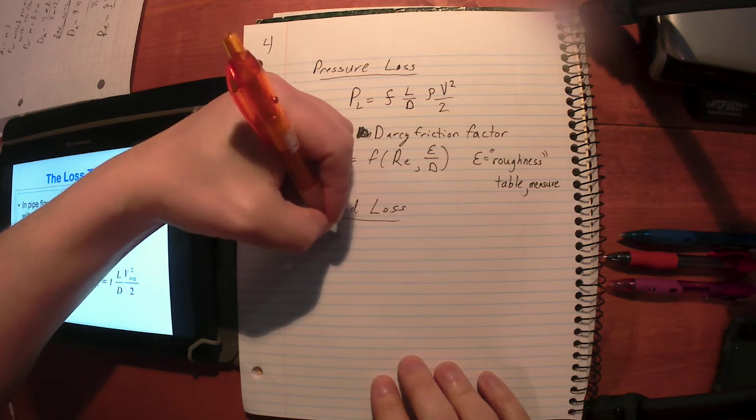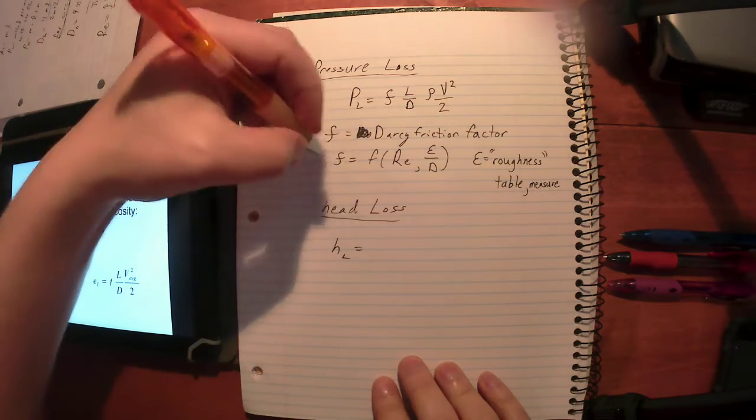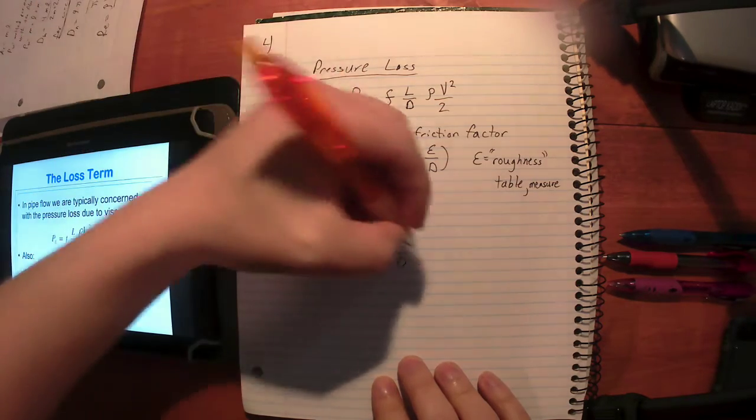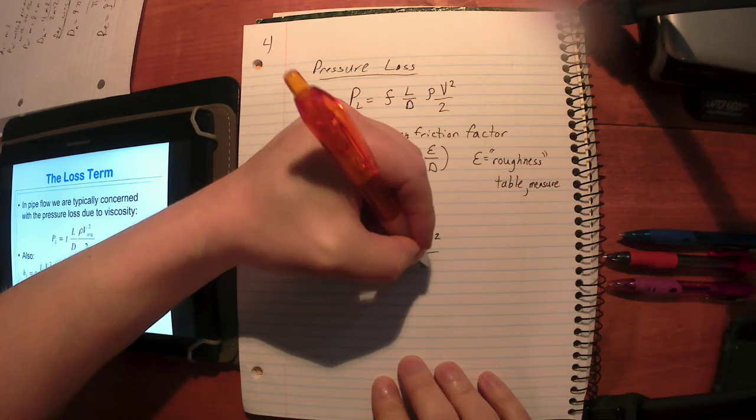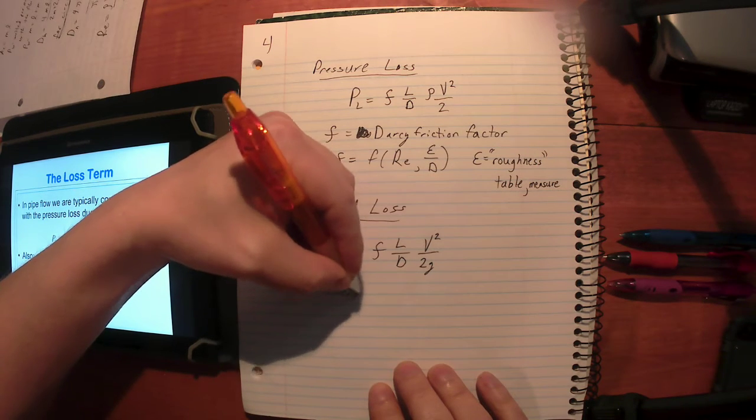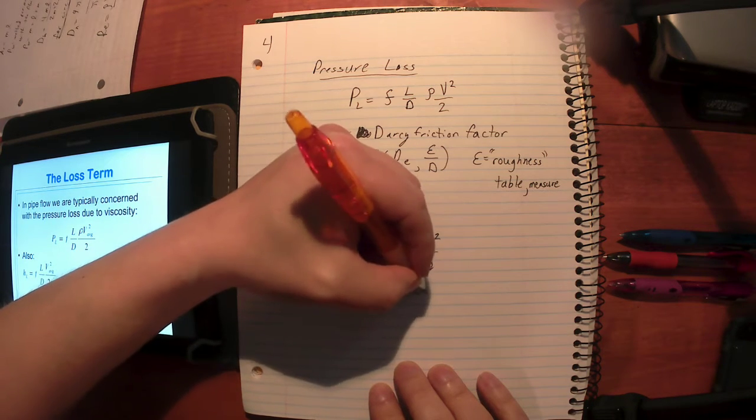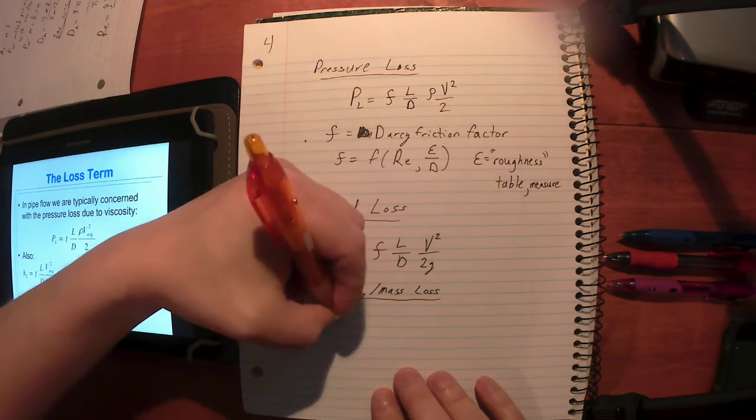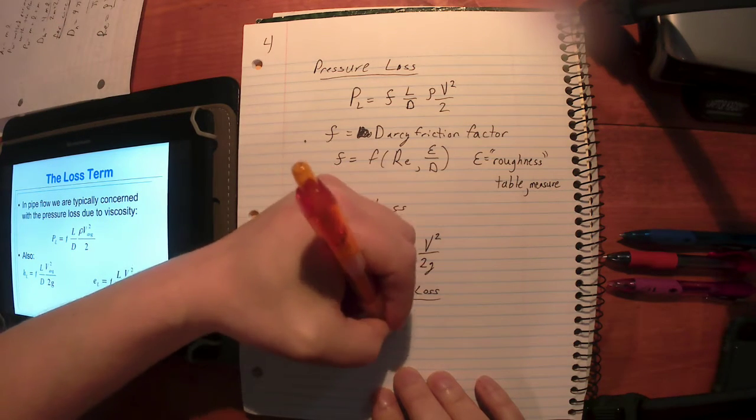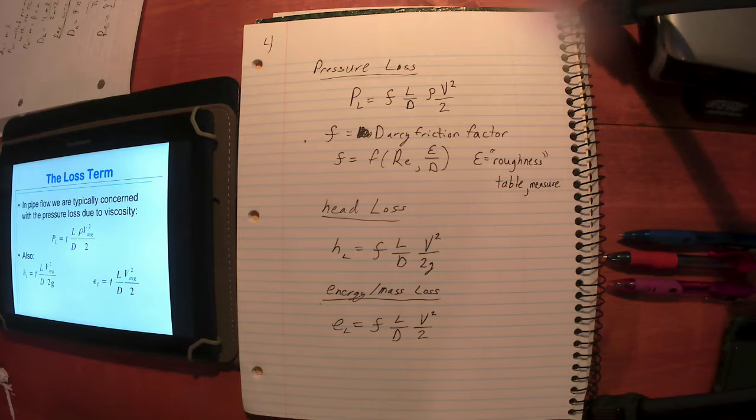Right, the head loss is where we're measuring energy in units of length. And so the head loss, which is really just the energy loss divided by gravity, that's going to be, again, this Darcy friction factor times L over D times the average speed of the fluid squared divided by 2 divided by g. And then we can have what we call the energy loss, or the energy per unit mass loss. Well, that's pretty easy. You can guess what that is. The energy loss is equal to, again, this Darcy friction factor times length over diameter times the average kinetic energy per unit mass, V squared over 2.